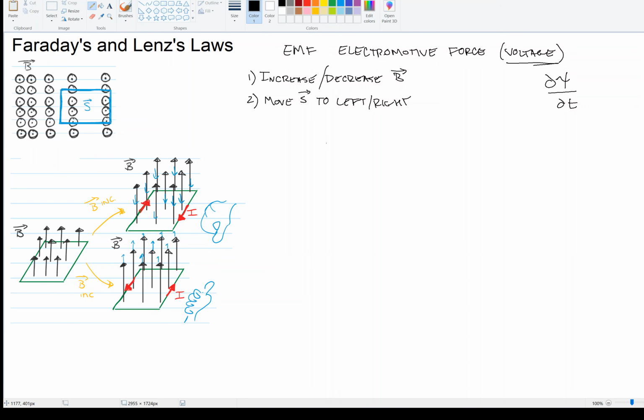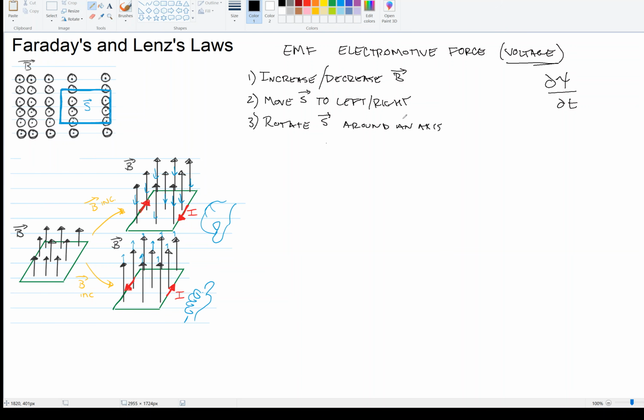Now, if we move the loop up or down from where it is, notice that the field is independent in that direction. So if we move the loop up or down, we're not really changing the flux, and we would not have, in this example, an induced voltage. Number three, a third way we could change the flux is we could rotate S around an axis.